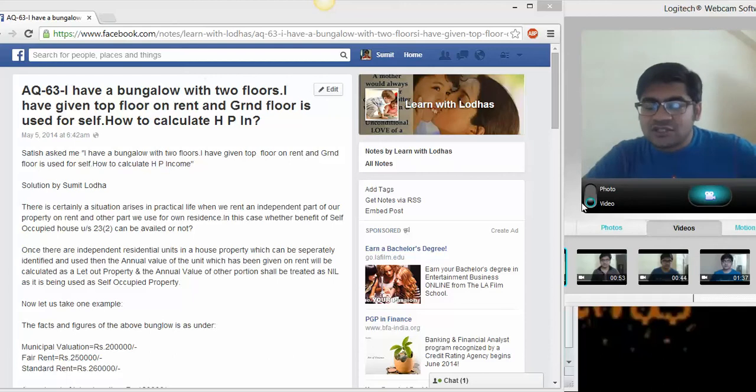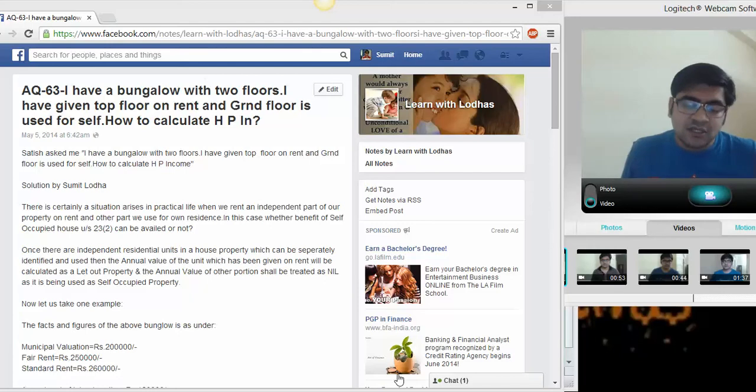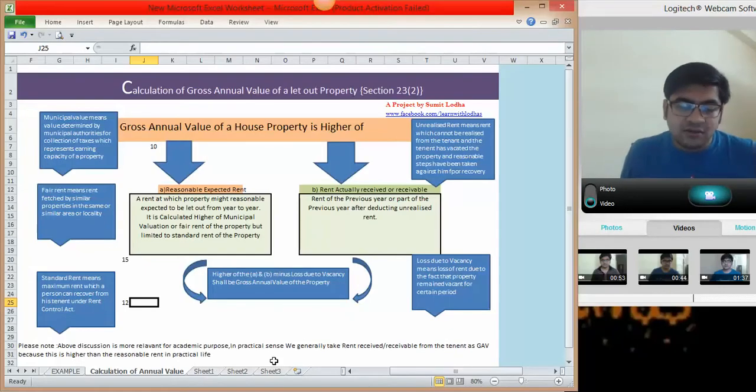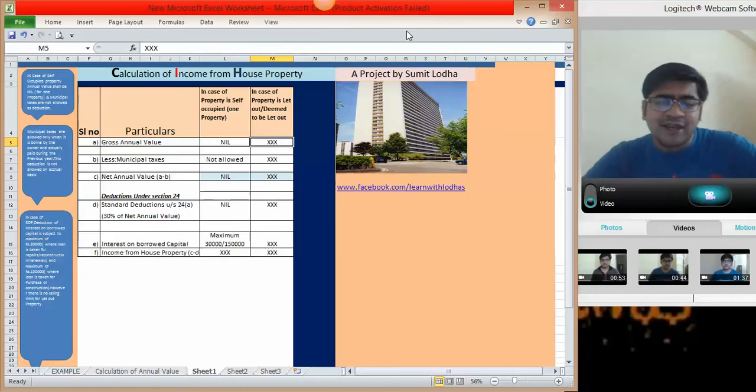Let me solve this query, but before that, let us see what we have learned in earlier tutorials. In an earlier tutorial we covered how to calculate income from house property, whether it is used for self-occupation or let out. Since there are two different residential units in Satish's case, one the ground floor and the other the top floor, both residential units will be considered separate houses.